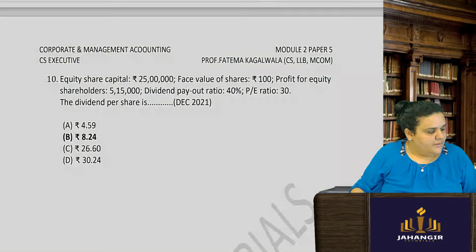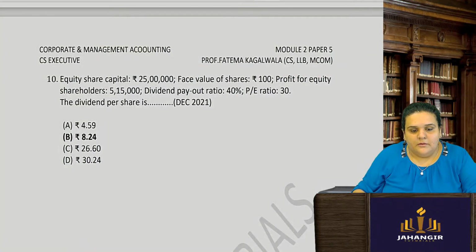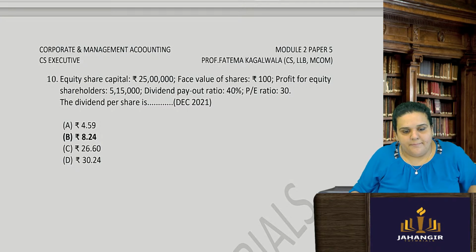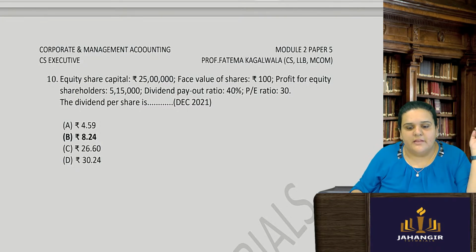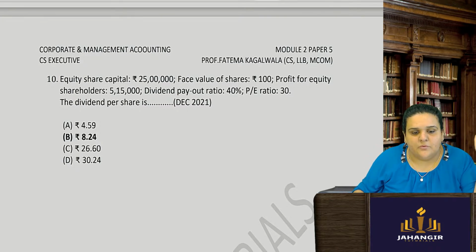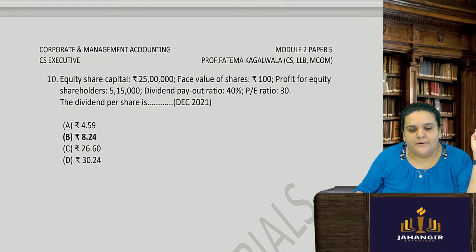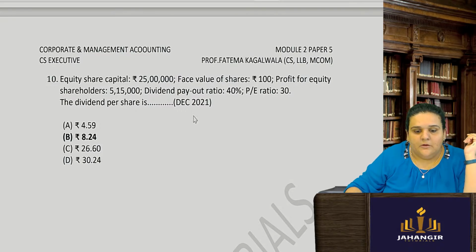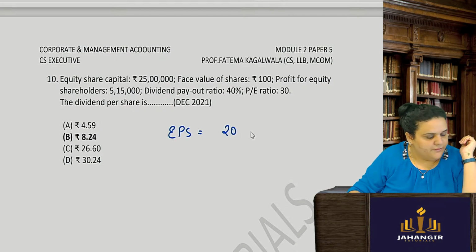Okay, question number 10. Same thing is there again. Equity share capital is 25 lakhs, face value 100, profit for equity shareholders 5 lakh 15, dividend payout ratio is 40%, price earning ratio is given. Dividend per share is how much? Okay, so we know our earning per share is equal to 20.6 rupees per share.